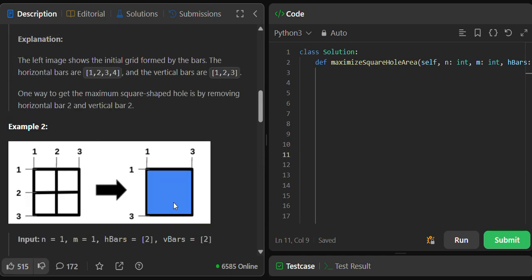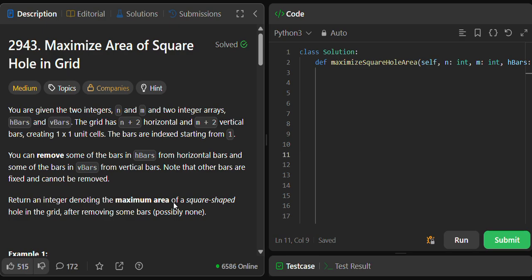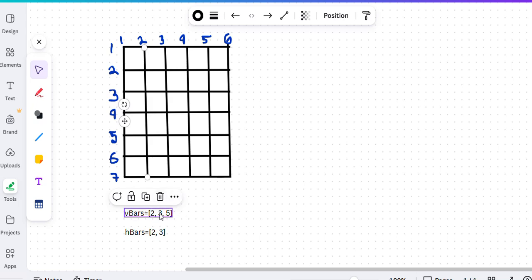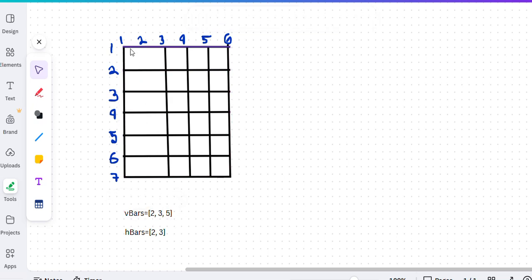Now coming to the solution approach, let's understand the optimal solution using an example. So this is a grid that consists of 7 horizontal bars and 6 vertical bars, and vBars consist of 2, 3, 5 and hBars consist of 2 and 3. Initially every cell has an area of 1. Now if we remove the first vertical bar, the second vertical bar that is present in vBars, now we have the cell and the cell width has increased. Initially the width is 1, now the width has increased to 2.